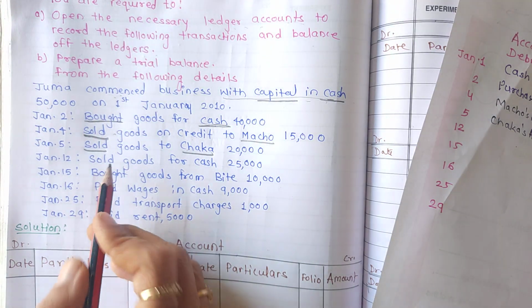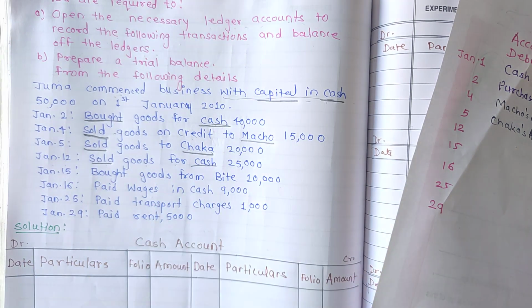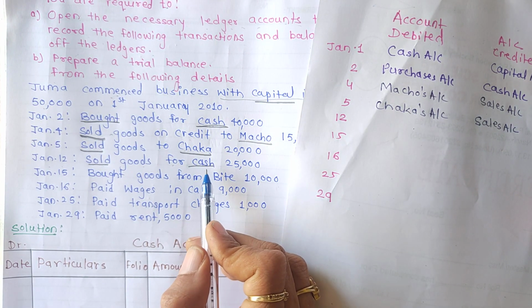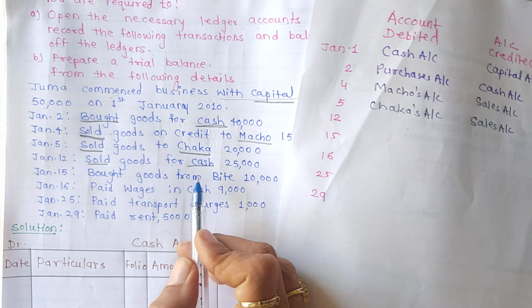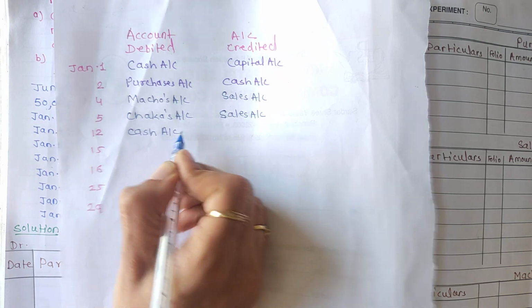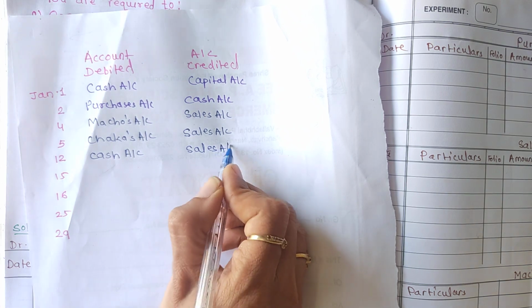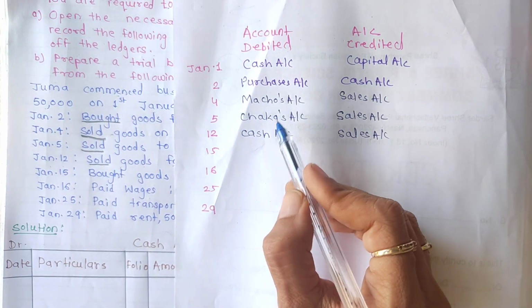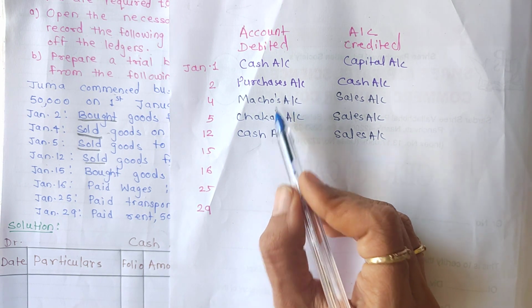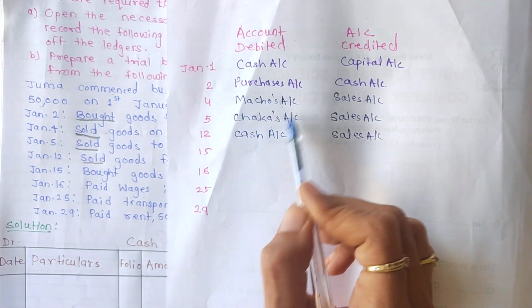Next one, sold goods for cash. See student, now here on 12th January sold goods for cash. So here cash account is a real account, and the rule is debit what comes in. So cash account will be debited and sales account will be credited. So here you can see the difference between the 4th, 5th January transactions and the 12th January transaction. On 4th and 5th, being credit sales, we have to give the debit effect to the debtor.